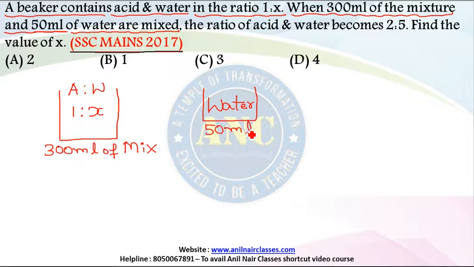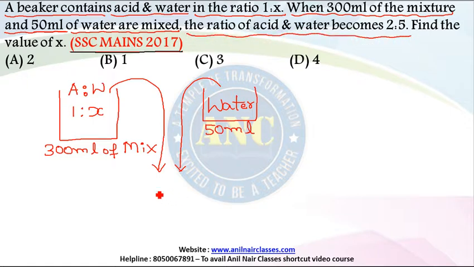The question says, when 300 ml of mixture from the first vessel and 50 ml of pure water from the second vessel are mixed together, the ratio of acid and water becomes 2:5. There is another vessel. In this new vessel, the acid and water ratio becomes 2:5. Find the value of x is your question. If this ratio has to become 2:5 in the new mixture in vessel C, what should be the value of x?